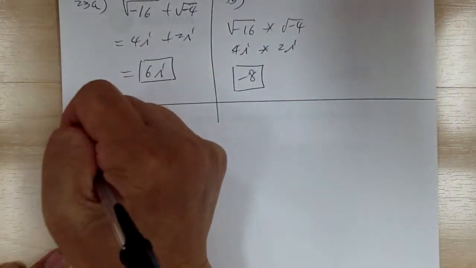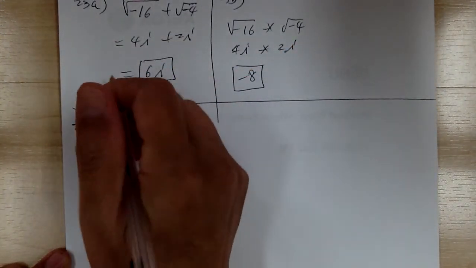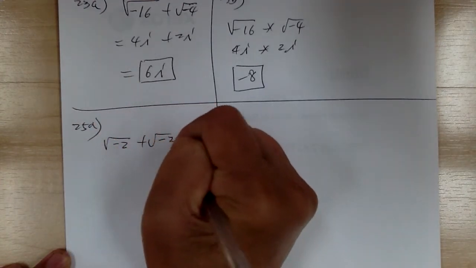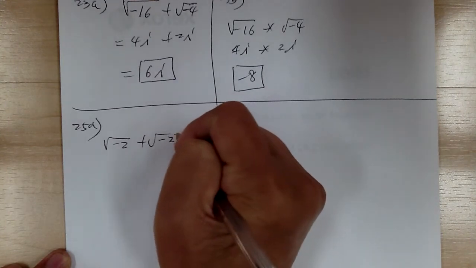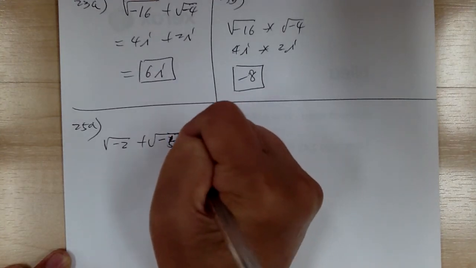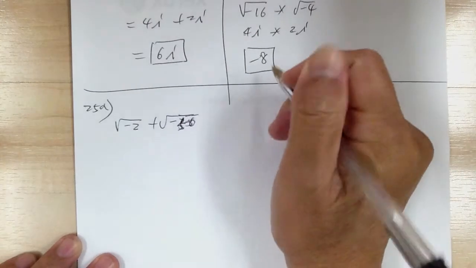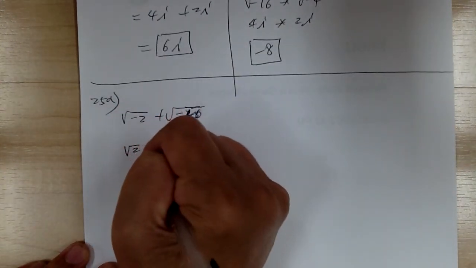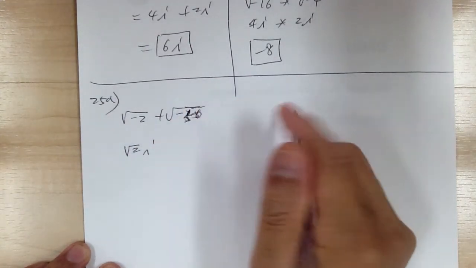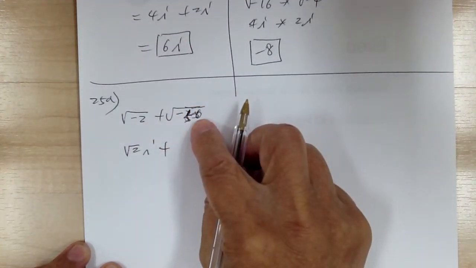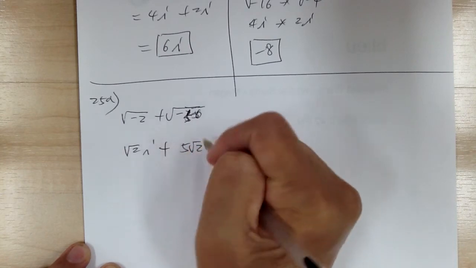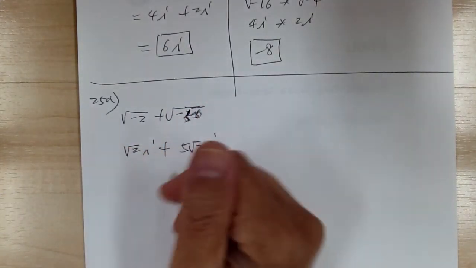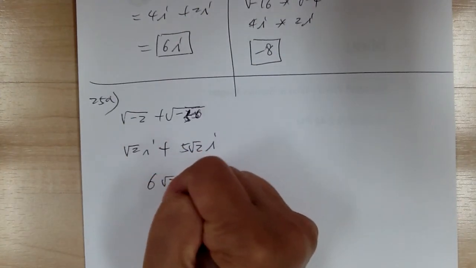Okay, let's go to 25a. We have the square root of negative 2 plus the square root of negative 50. So you can simplify this. This would be square root of 2 times i, since I can take out the negative and make it into i, plus the square root of 50, which is 5 square root of 2, and the negative gives you the i. Again, the square root of a negative is i. Now you can add these together, so it will be 6 square root of 2 i.